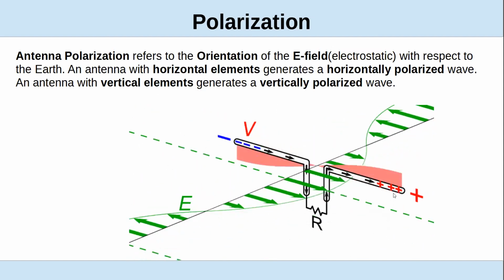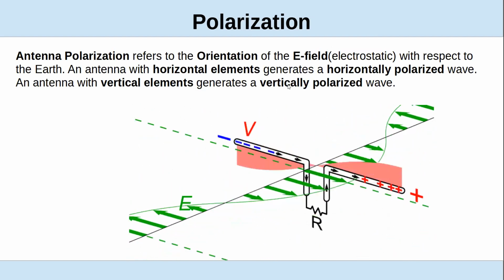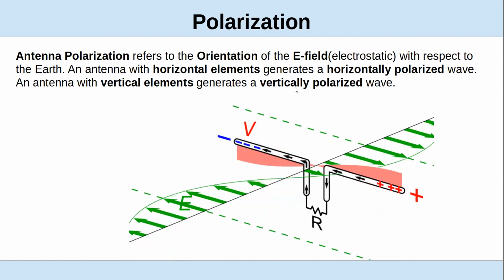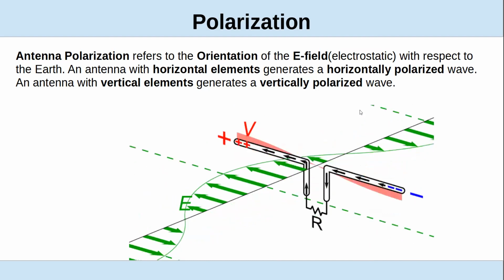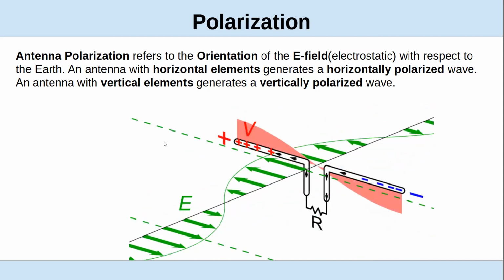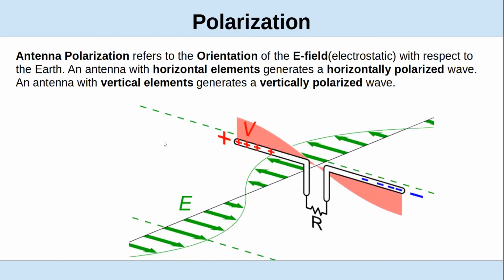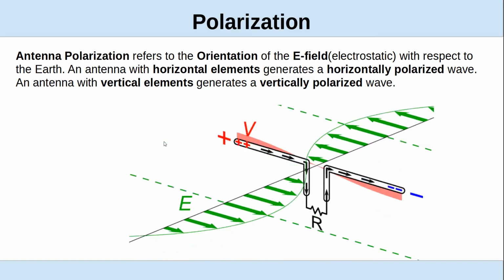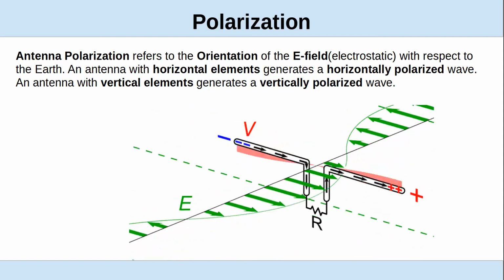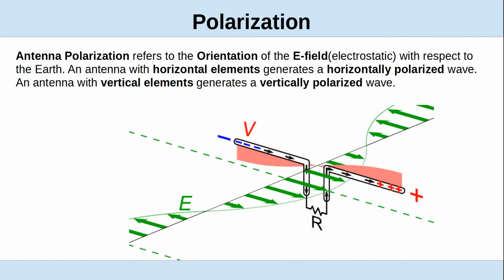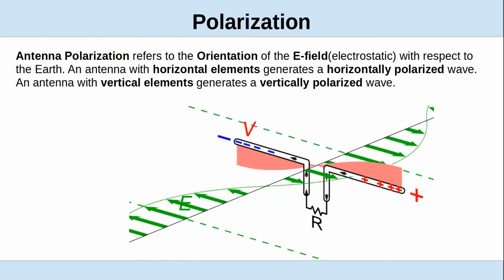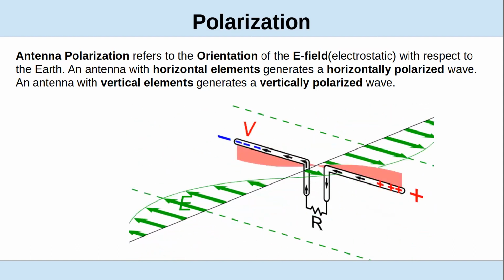And we talked about polarization, where it's defined as the orientation of the E field with respect to the Earth. That's a test question. So if it's horizontal to the Earth, it's horizontally polarized. If it's vertical, it's vertical. If it's bounced off of the ionosphere, it's elliptical. If it comes from a satellite, it's probably circular. But we're not talking about those today.